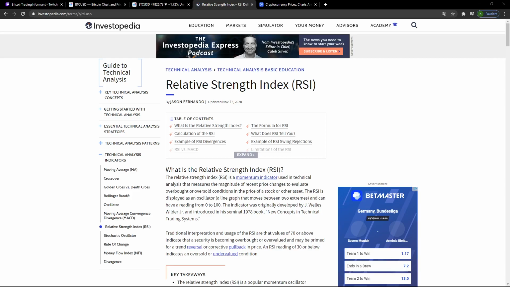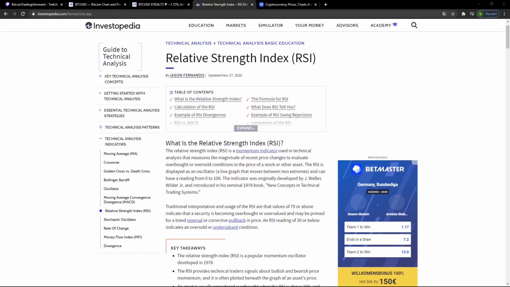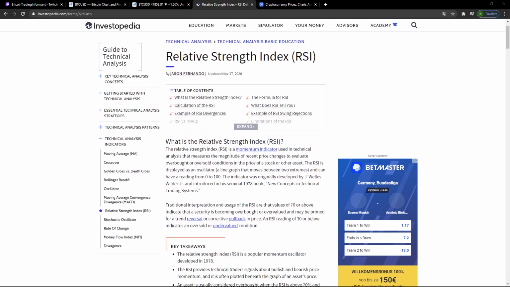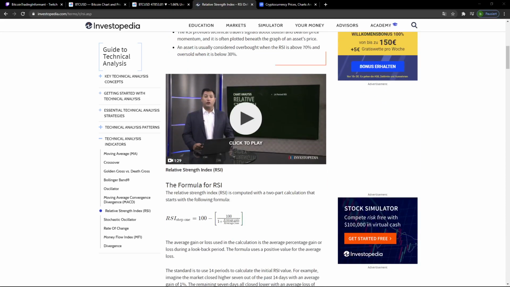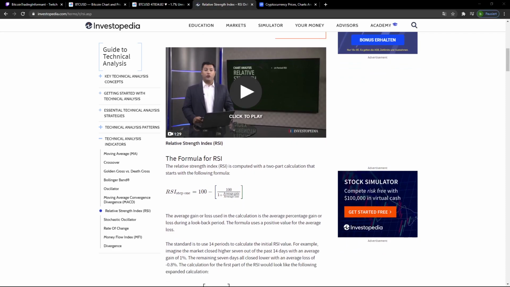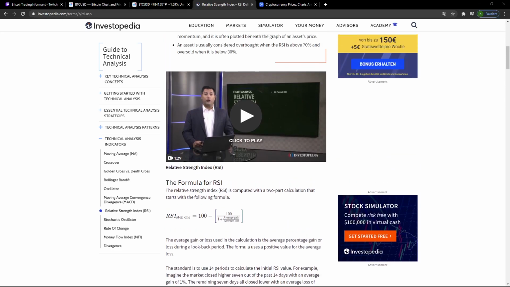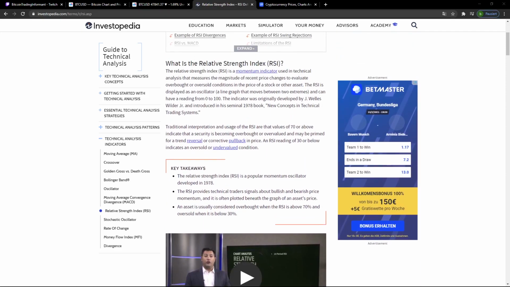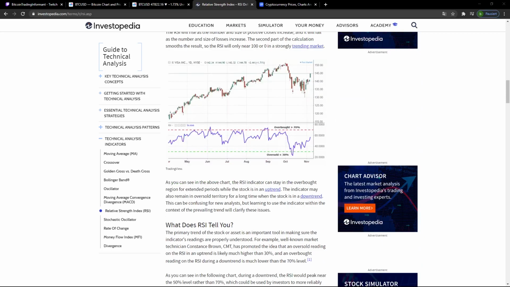Here on Investopedia.com you can read about the RSI. What is the RSI? RSI is a momentum indicator. A lot of traders are using it, and you can see it here. It's a little bit complicated how you can calculate this RSI. I would not go into this technical detail, but what's very important for you to know is that this is a line drawn here as an indicator.